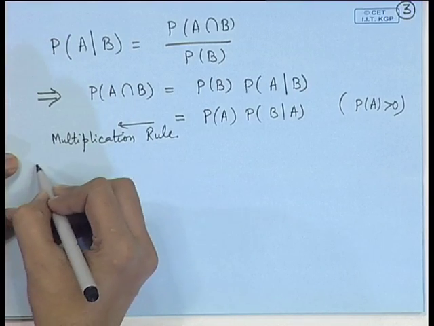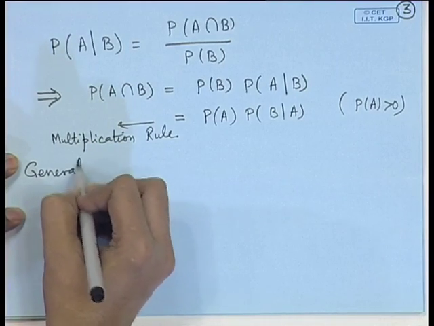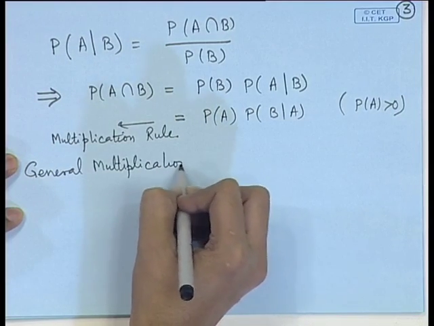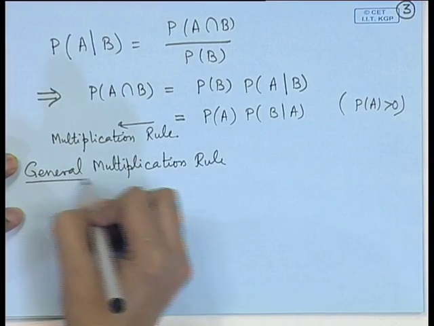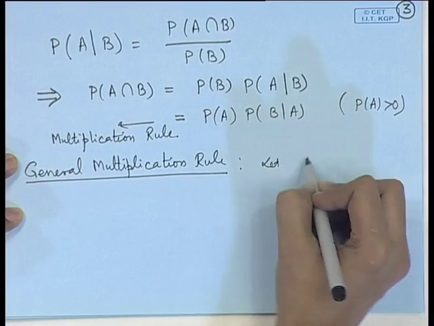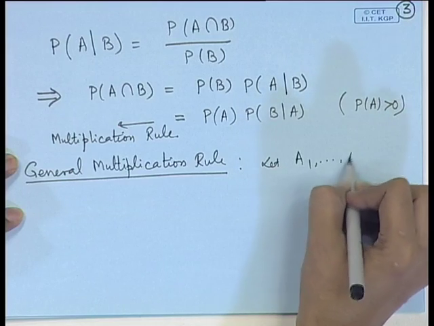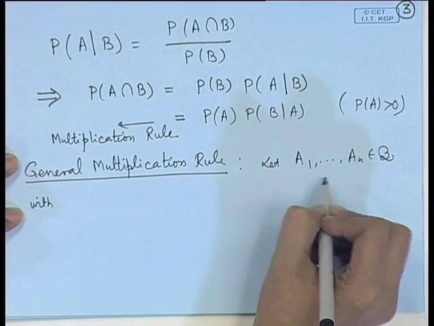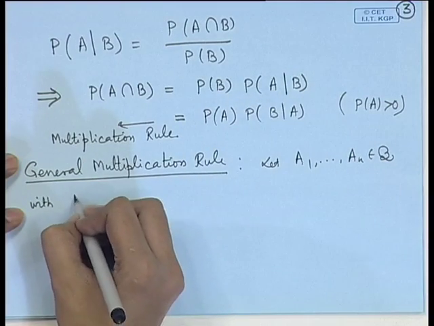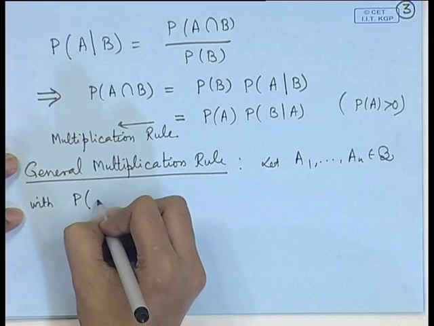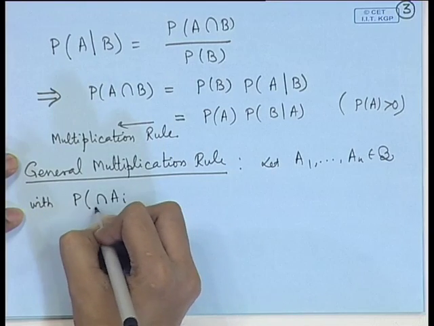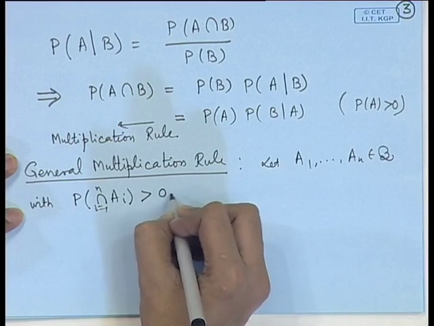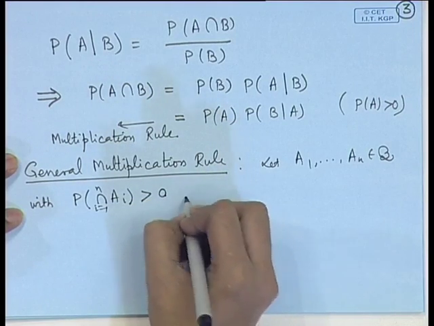So, the general multiplication rule is: let us consider events A1, A2, ..., AN. Now, in order to define the conditional probabilities, the probabilities must be positive. So, we can take the smallest event which may occur in the definition, and we can consider the probability of that to be positive.